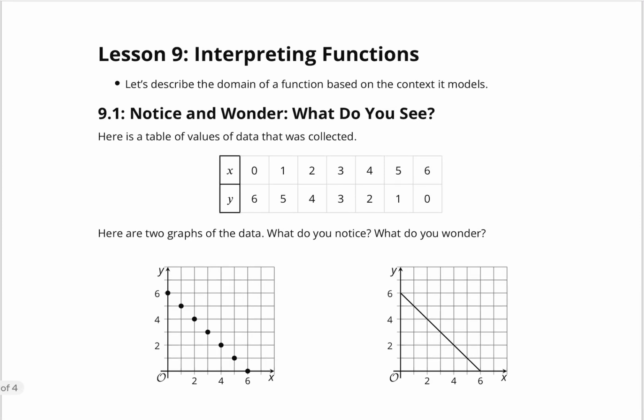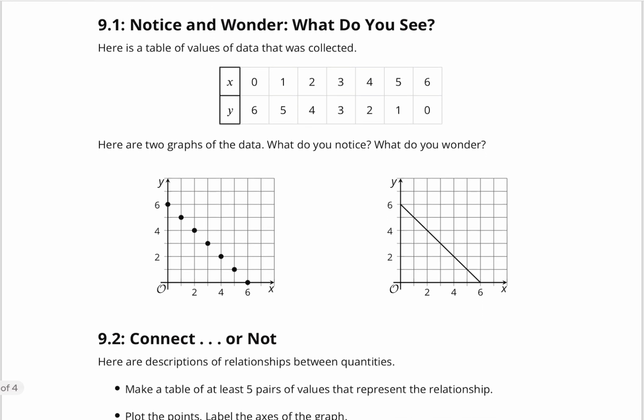This is Illustrative Math, Algebra 1, supports Unit 5, Lesson 9, Interpreting Functions. Let's describe the domain of a function based on the context it models. So the whole point of this lesson is to determine whether graphs are continuous or discrete and to interpret functions and analyze their domains. The first activity is a notice and wonder.